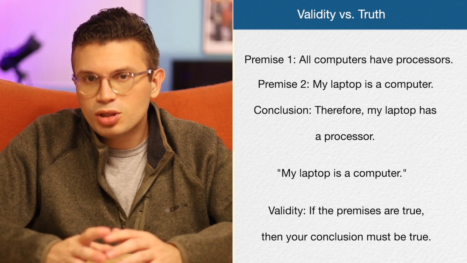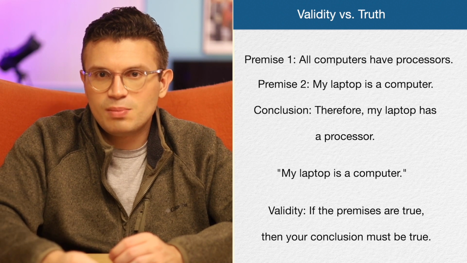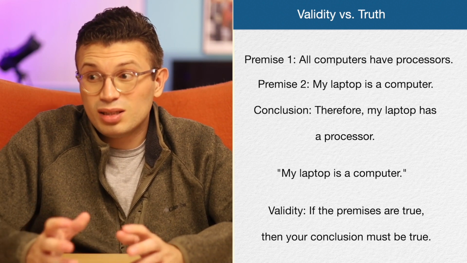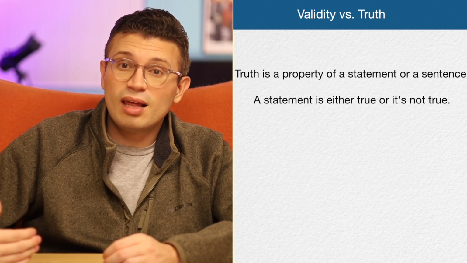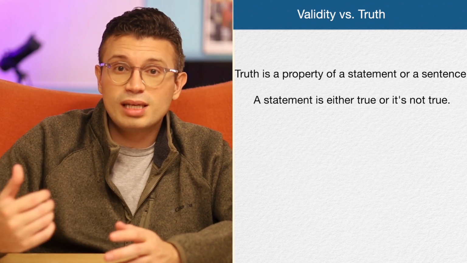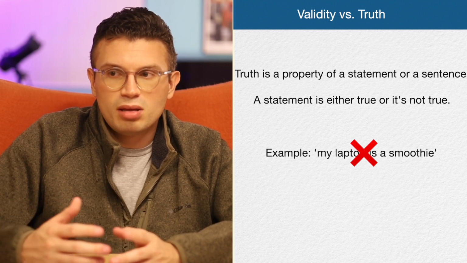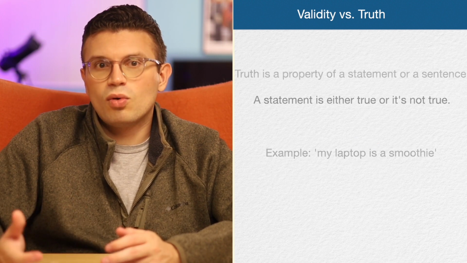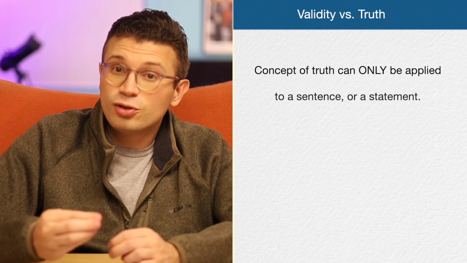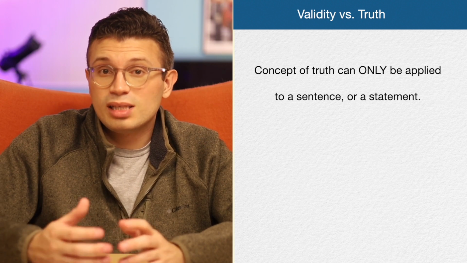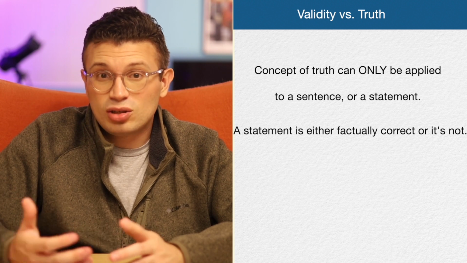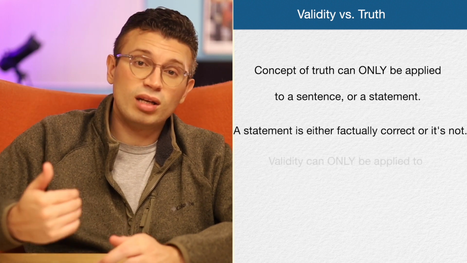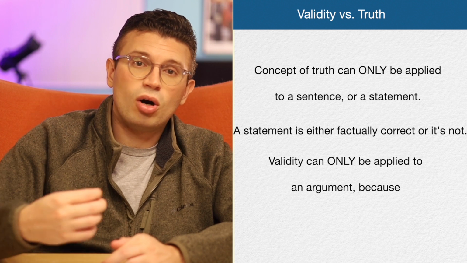What that hits home to you is the difference between a valid statement and a true statement. And that difference is there's no such thing as a valid statement. Truth is a property of a statement or a sentence. A statement is either true or it's not true. For example, if I say my laptop is a smoothie, that's not a true statement. It's just factually wrong. So the concept of truth can only be applied to a sentence or a statement, and a statement is either factually correct or it's not. Validity can only be applied to an argument.